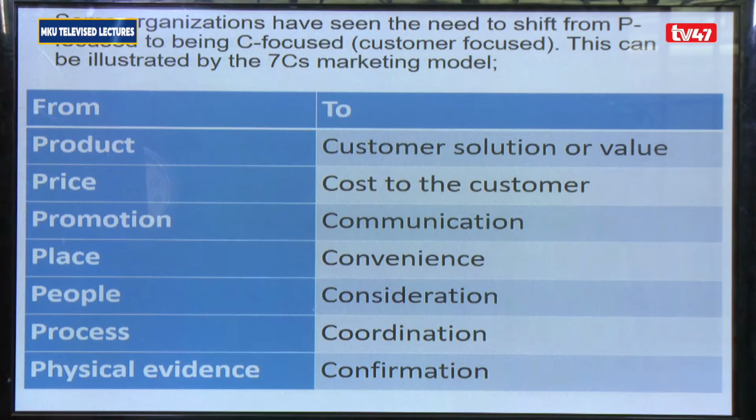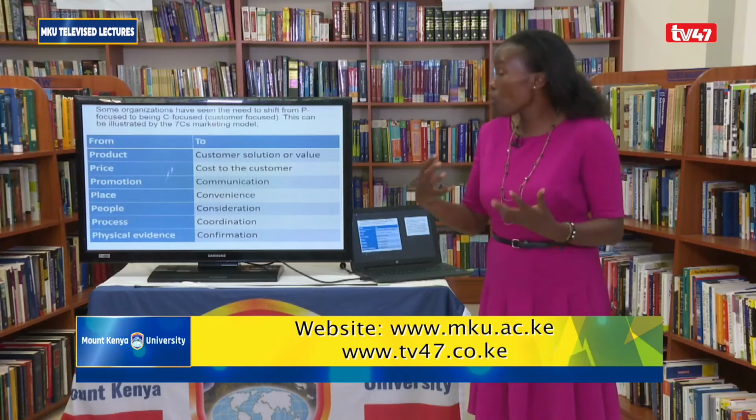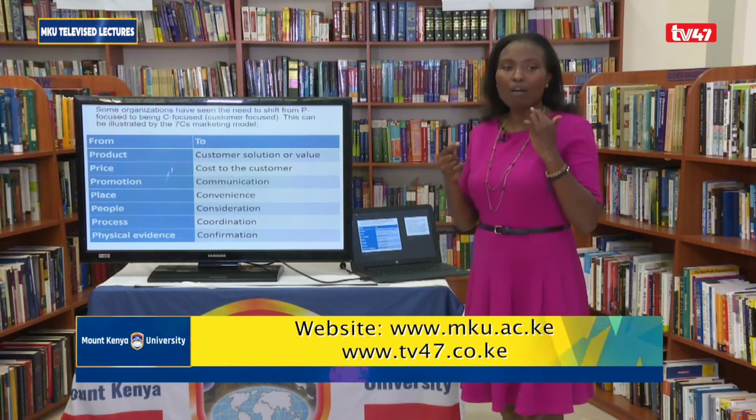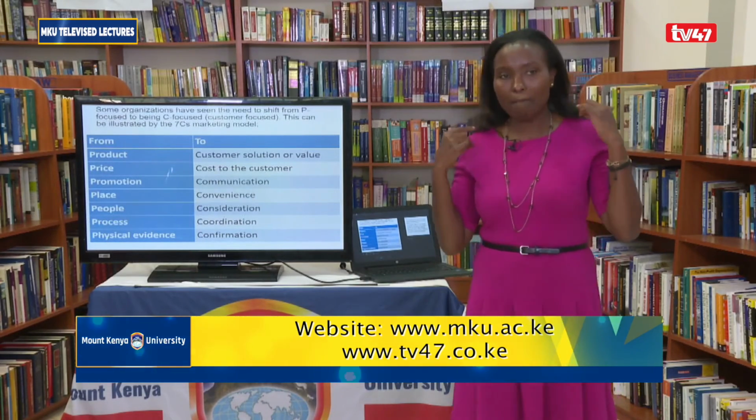There are certain products that are highly priced, and they still have customers because it is what the customer feels. Yes, it is expensive, but I'm getting value. So cost to customer. Whatever we do in marketing, at the back of our minds, we need to have the customer at the center of it.